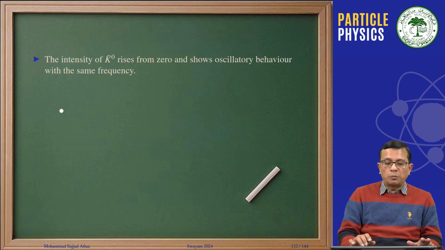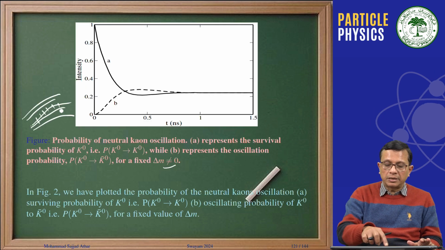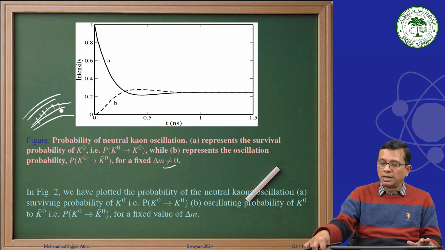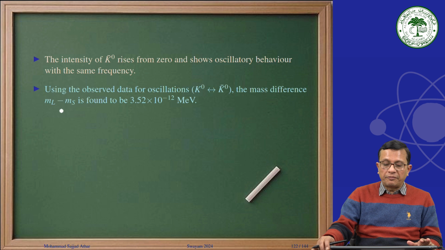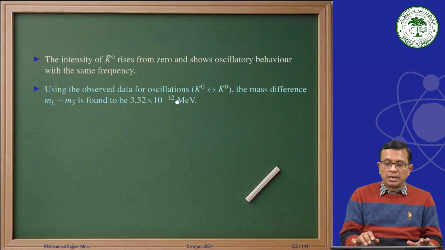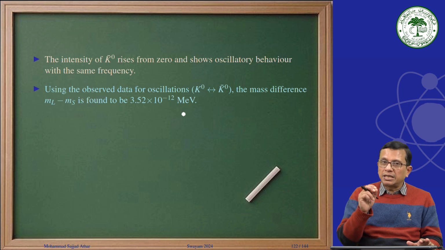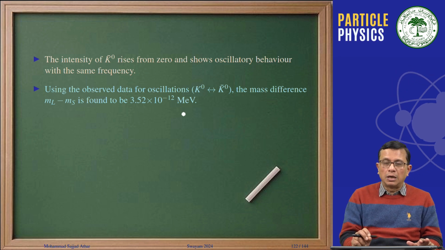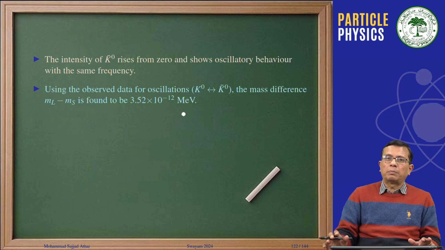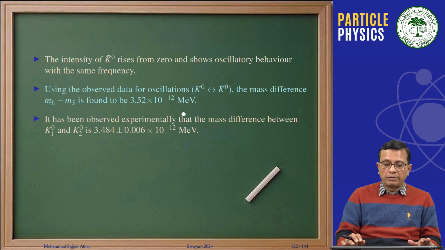Now the intensity of K0 bar, as you can see, rises from 0 and shows oscillatory behavior. This is not constant, it is showing oscillatory behavior with the same frequency. Using the observed data for oscillation, the mass difference is found to be 3.52 times 10 power minus 12 MeV. As you can see, the mass difference is very, very small, but it is finite. This has been observed by plotting this probability and using different values of delta M, and the best value that fits is 3.52 times 10 power minus 12 MeV.